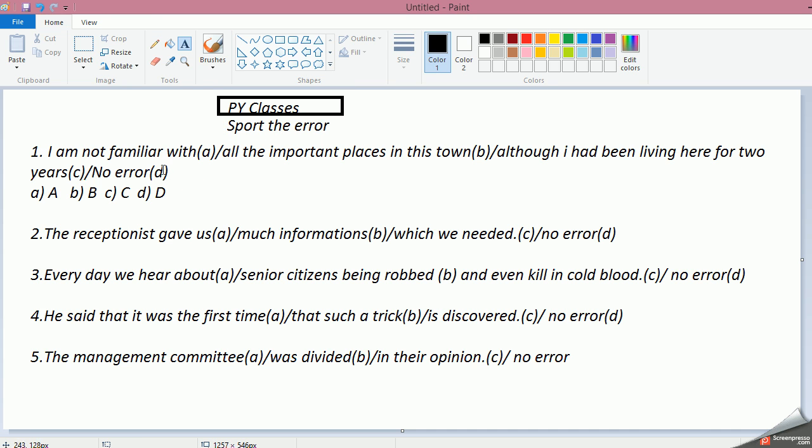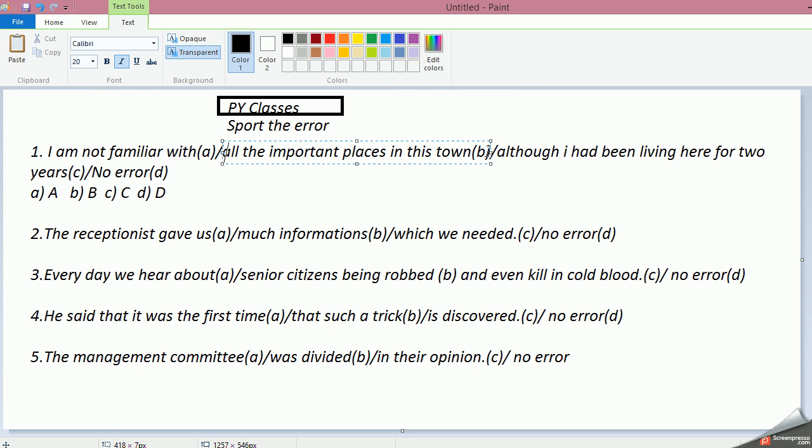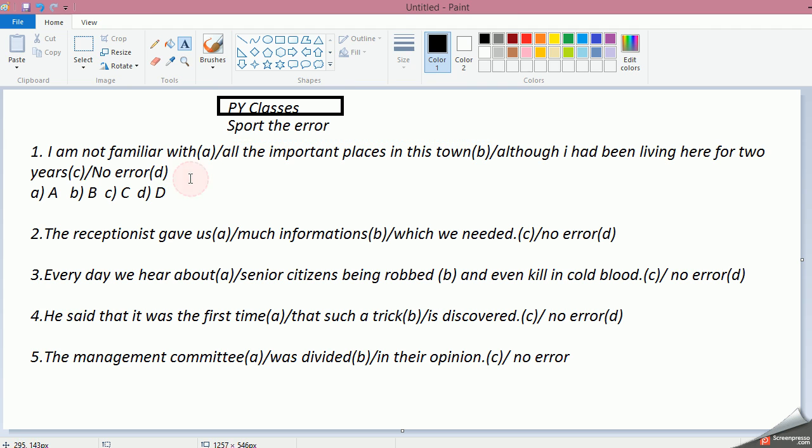Here you can see: I am not familiar with all the important places in this town although I had been here for 2 years. So you have four options. If you think the error is in the first part, then you have to mark option A. If you think the error is in part B, that is from all the important places in this town, then you have to mark option B. So now let's discuss.